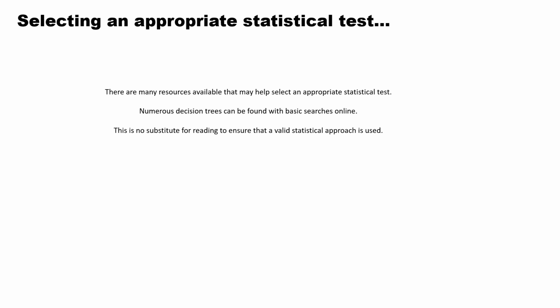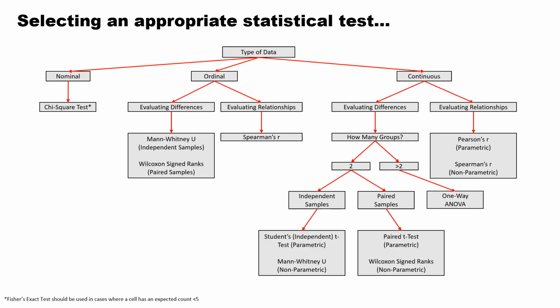So back to the practical topic at hand, which is selecting an appropriate statistical test. Note that there are many resources available that may help select an appropriate statistical test. There are lots of decision trees that you can find with basic searches online. And finally, there's no substitute for reading to ensure that you are using a valid statistical approach. Also, consult experts if you have questions.